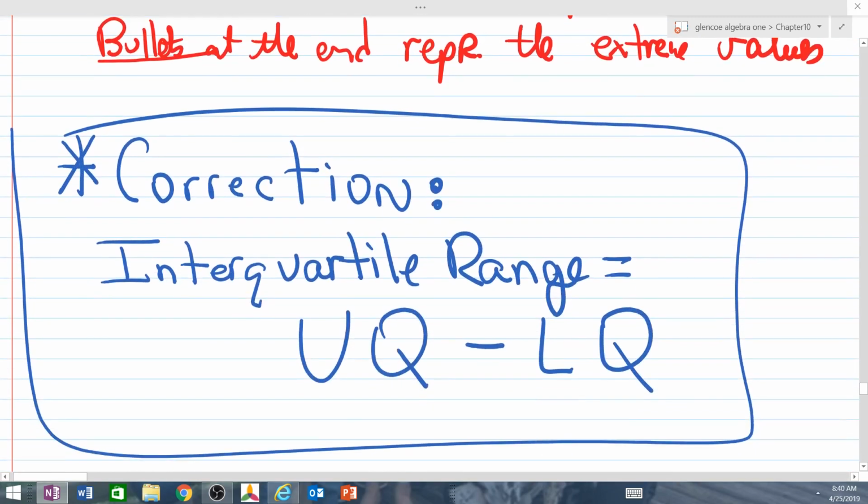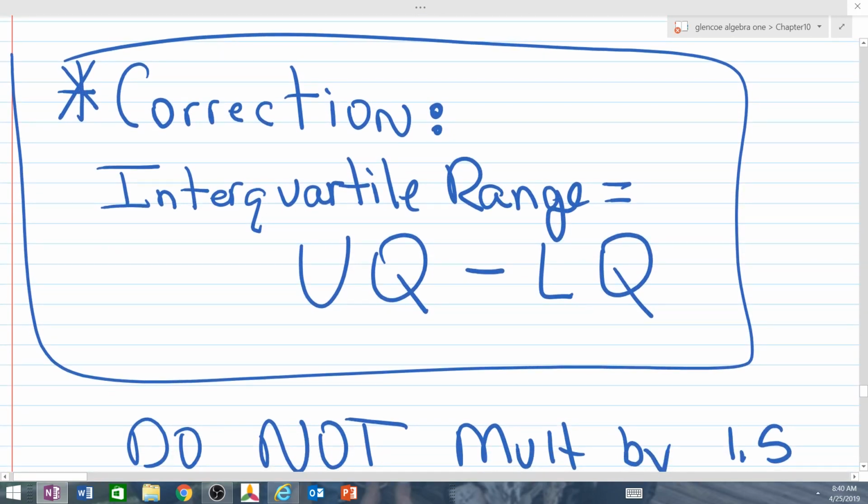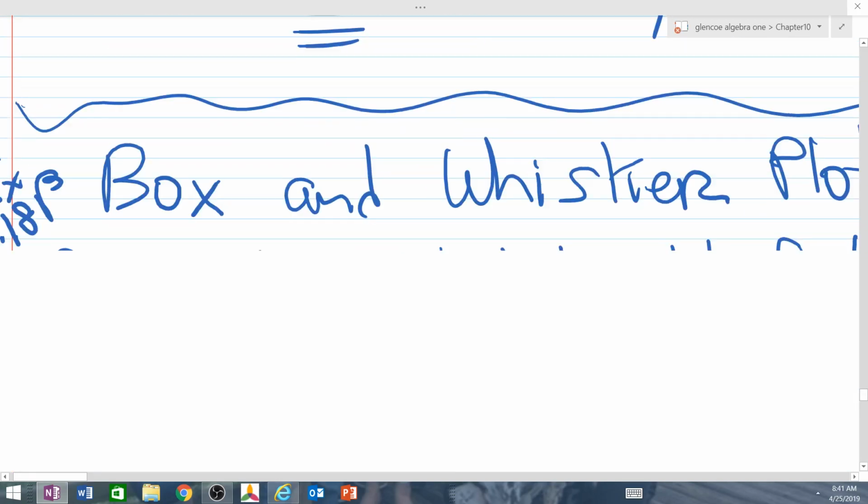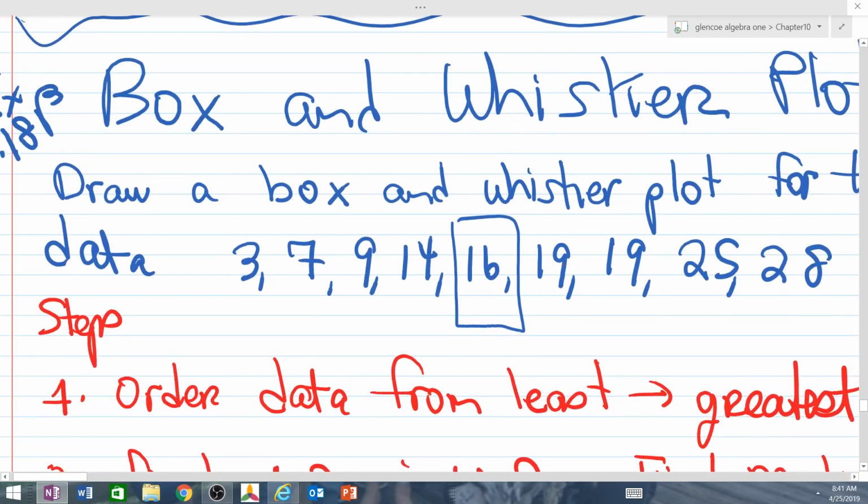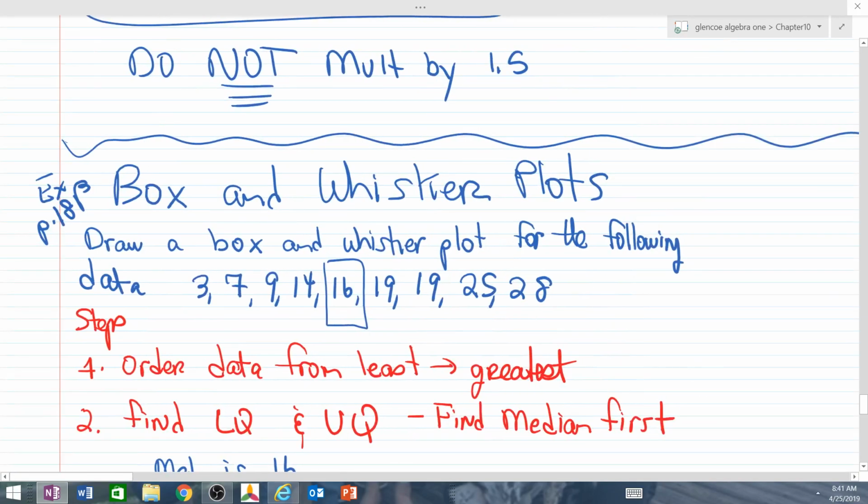Page 18B. Again, just because in some classes yesterday it wasn't on the video, but there was an error in my notes. I did send an email home to all parents as well as students that the interquartile range is found by the upper quartile minus the lower quartile. Do not, and I repeat, do not multiply by 1.5.